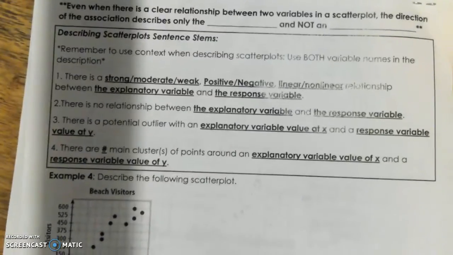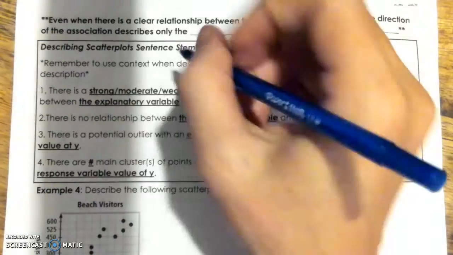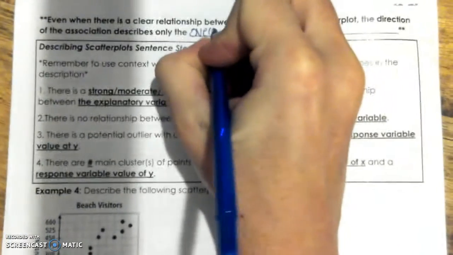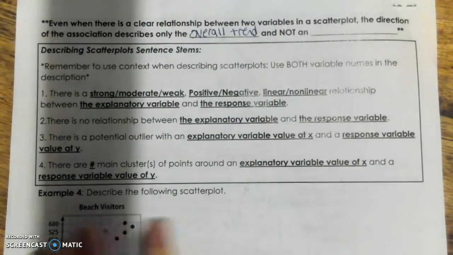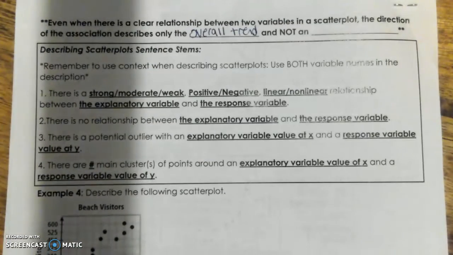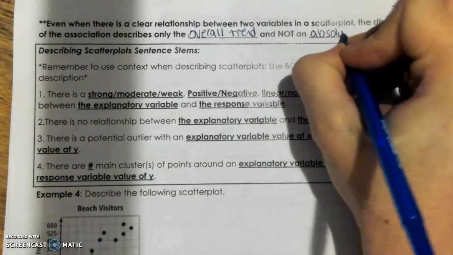All right. Now, something important to know. Even when there is a clear relationship between two variables in a scatter plot, the direction of the association describes only the overall trend, not an absolute relationship.